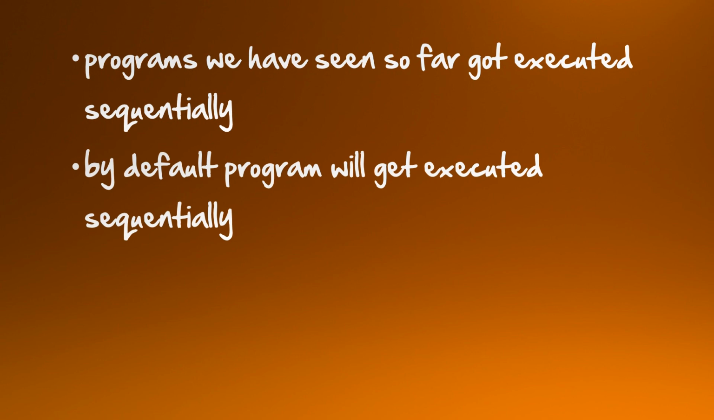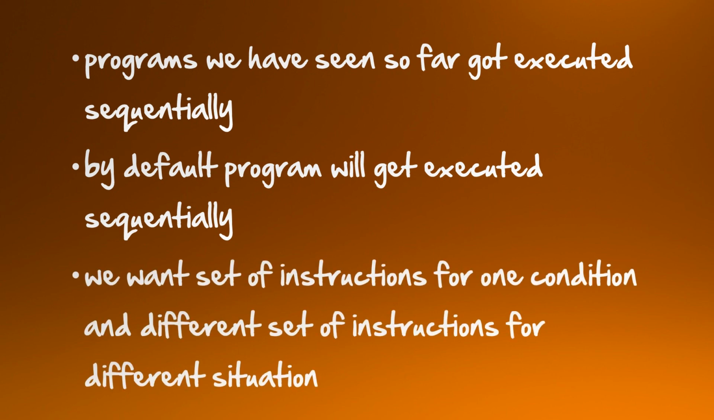The programs we have seen so far got executed sequentially, that is, in the same order in which they appear in the program. In fact, to execute the instructions sequentially, we don't have to do anything at all. By default, the instructions in the program are executed sequentially. However, in serious programming situations, we don't necessarily want the instructions to be executed sequentially. Many a times, we want a set of instructions to be executed in one situation and an entirely different set of instructions to be executed in another situation.